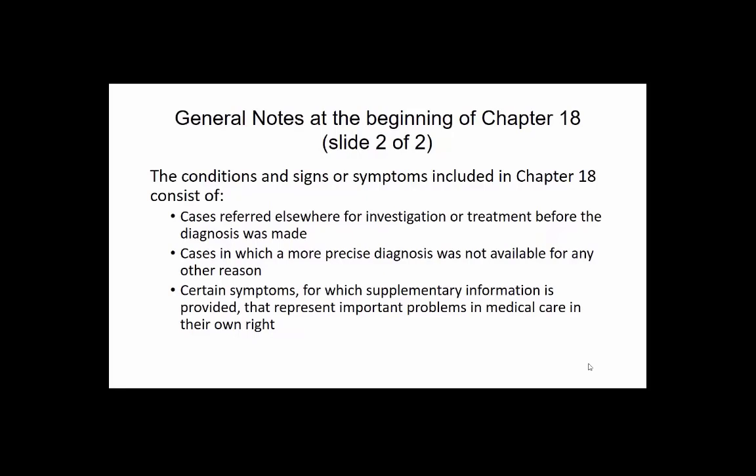Fourth bullet point, cases that are referred elsewhere for investigation or treatment before the diagnosis was made. Let's say a child goes into Denver Health, they can't figure out what's wrong, they transfer the child to Children's, but they're going to have on the Denver Health chart just the signs and symptoms because that's all they knew at the time the child was there.